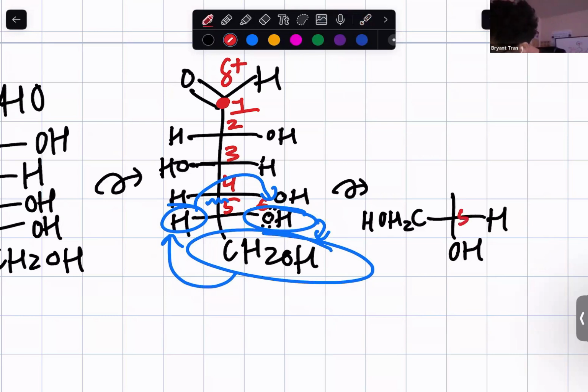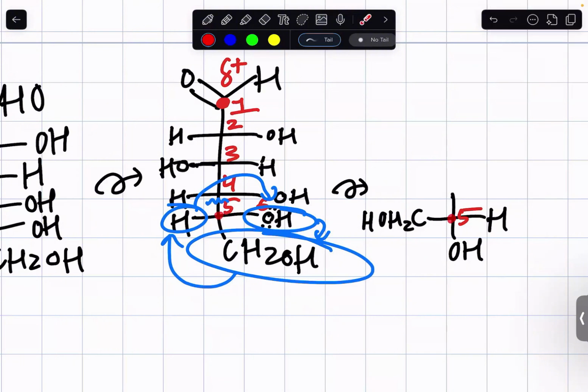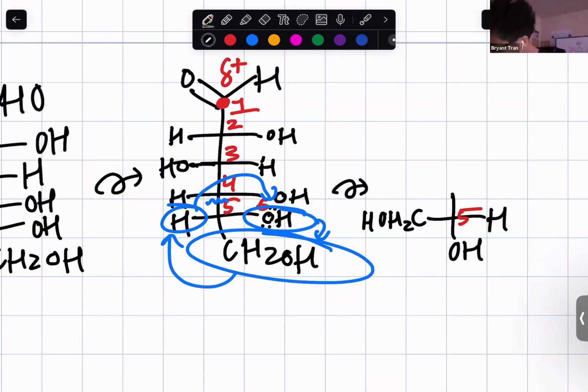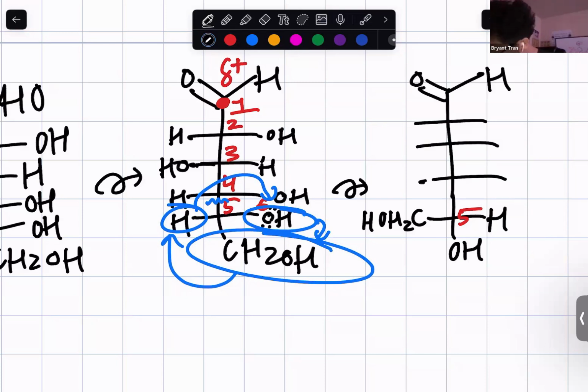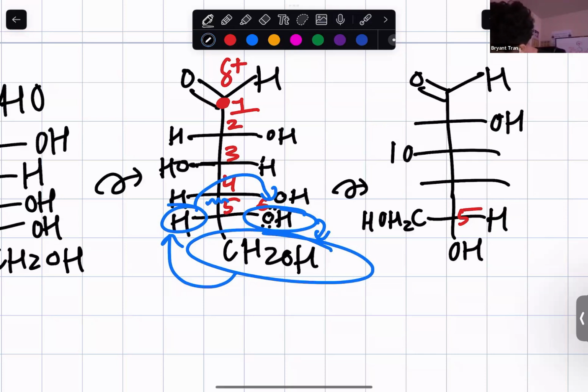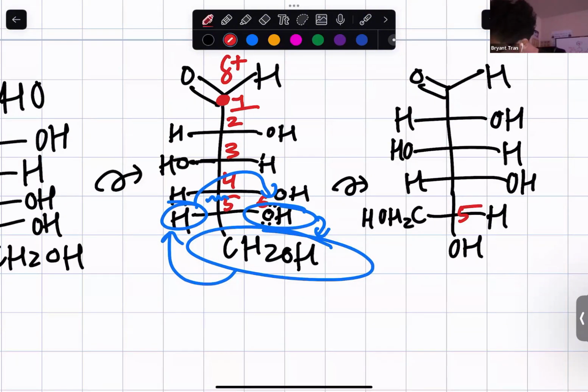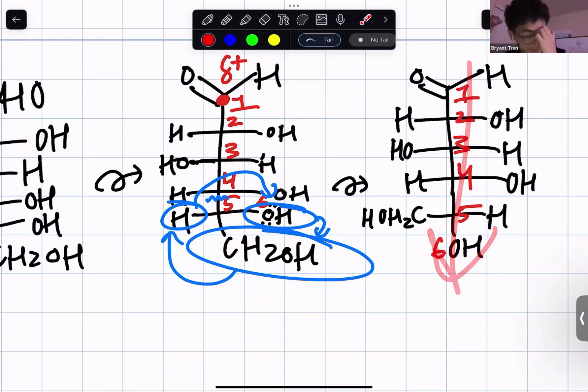This carbon here is carbon 5, right? Yeah, that makes sense. Everything else is copy and paste now. Nothing changed to the other carbons, so we just copy and paste everything else. 1, 2, 3, 4. Like that. OH, OH, OH, H, H, H. This is 1, this is 2, 3, 4, 5, 6. Now this is good. This is perfect. Our number system is going straight down, like that. Okay.